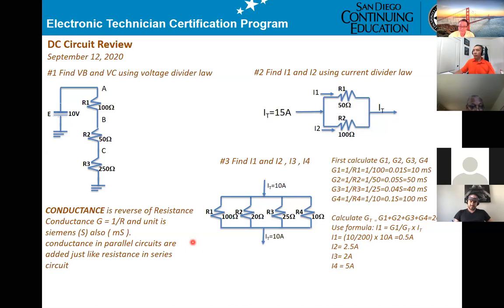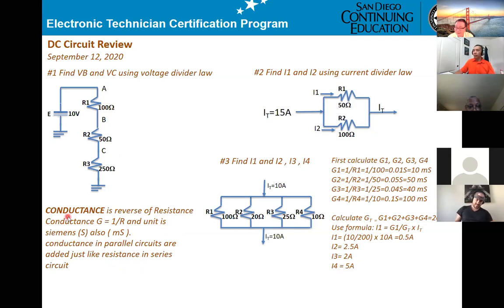So we get a new thing for you. That's what we're talking about, conductance. Conductance is just the reverse of the resistance. G, conductance, equals 1 over R. And the unit will be Siemens or millisiemens. Conductance in parallel circuits is added just like resistance in series.